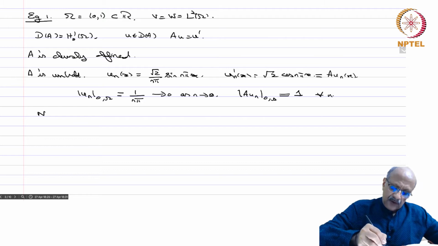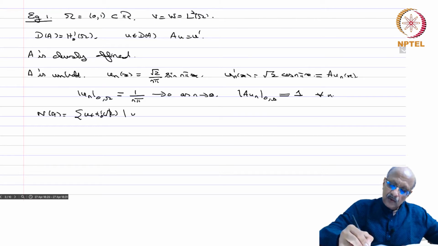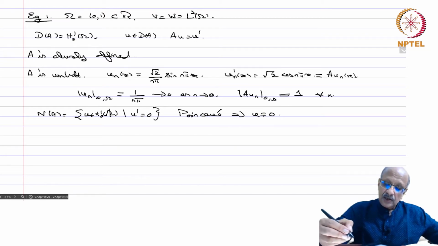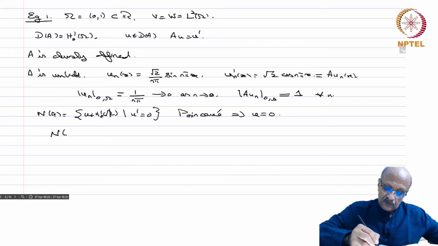Now, N of A equals the set of all u in H1 0 such that u' equals 0. Therefore, by Poincaré's inequality, this implies that u equals 0. You know that the L2 norm of u' is a norm in H1 0 of omega. Therefore, by Poincaré's inequality u is 0. So N of A is strictly {0}.